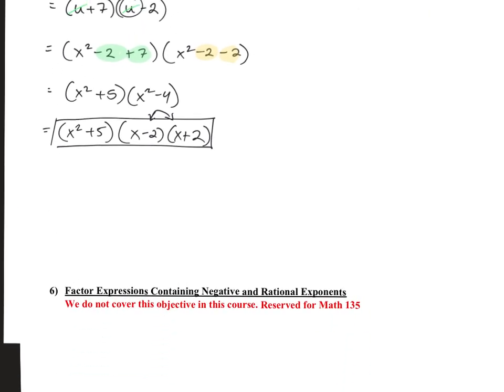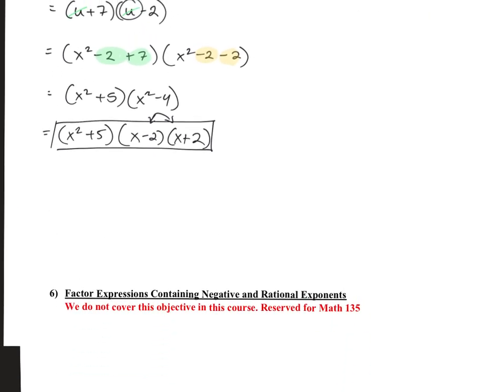And for Objective 6, we don't cover that in this course. We're going to cover that in Math 135. All right, that is it for this section. Please email me if you have any questions.